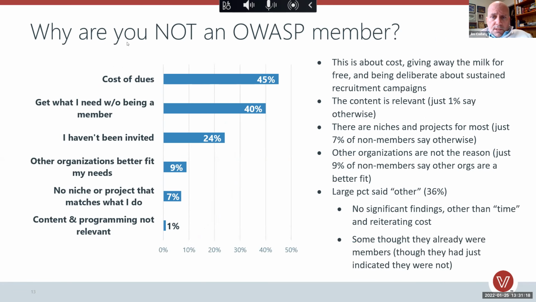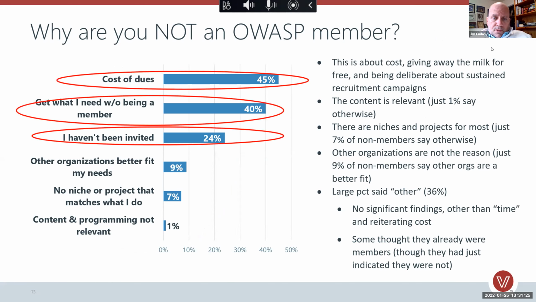Here, I think, is a very key question, which is, why are you not an OWASP member? I put circles around these three because the cost of dues is at the top. In my view, your dues are very modest, and we'll get into that a little more. Something we heard from staff in our interviews is that people can get most or all of what they get from being a member without being a member. So that clearly came through when we queried your prospects.